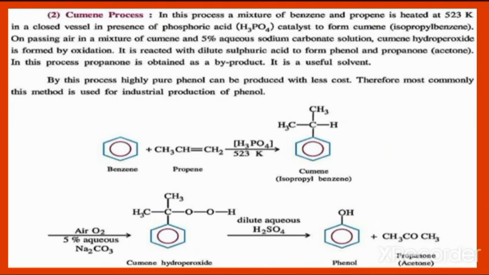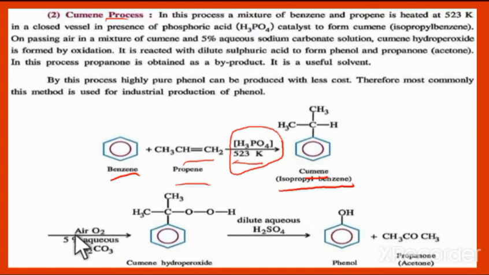Second preparation method, that is the Cumene process. In the Cumene process, benzene is treated with propene in the presence of phosphoric acid at 523 Kelvin. Initially it forms cumene, also known as isopropyl benzene.